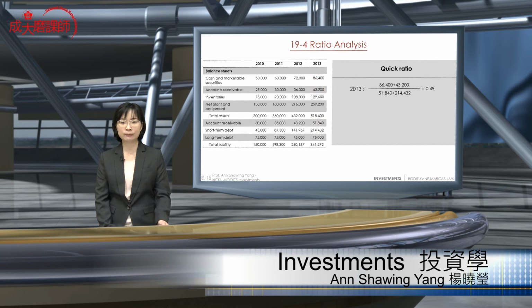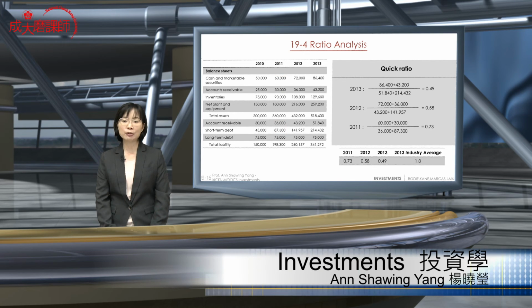That was 2013. Now for 2012, we take 72,000 plus 36,000 divided by 43,200 plus 141,957, and we have 0.58 for the quick ratio. Then in 2011, 60,000 plus 30,000 divided by 36,000 plus 87,300, we have 0.73. Again, this is similar to the current ratio that we saw earlier. In 2011, it used to be very high, but gradually it decreased to 0.49 in 2013.